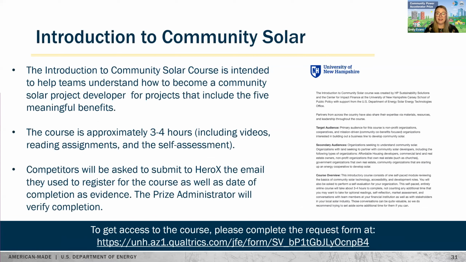The course is designed to help teams understand how to become community solar project developers for projects that include the 5 meaningful benefits. This course takes approximately 3 to 4 hours, so it's not something you can go through really quickly. Make sure that you plan for that when you are planning your timeline to submit to Phase 1. And we're going to ask that you upload the email that you used to register, as well as the date that you completed the course, and we'll be verifying your completion with the University of New Hampshire.